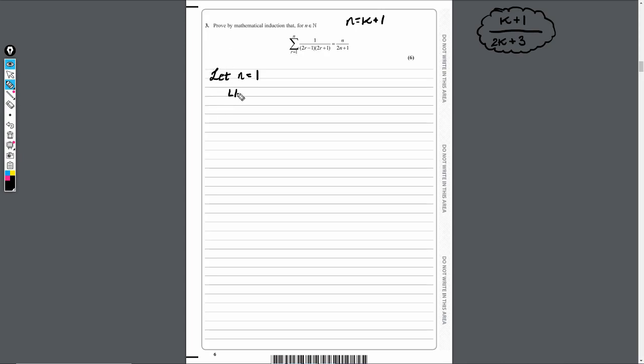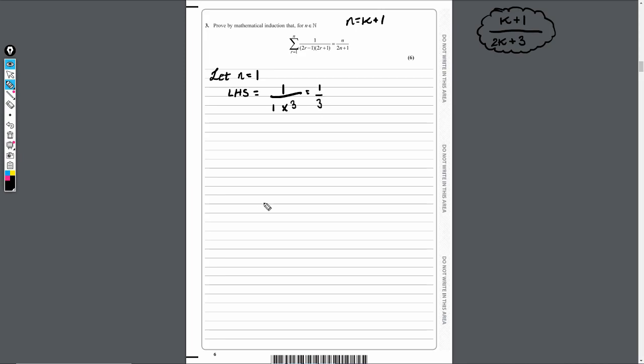Well, left hand side, that's going to be equal to 1 over 2 lots of 1 minus 1. So that bit will be 1, two lots of 1, so that's 2, plus an extra 1, that'll be 3, so it's 1 times 3, so that's equal to 1 over 3.